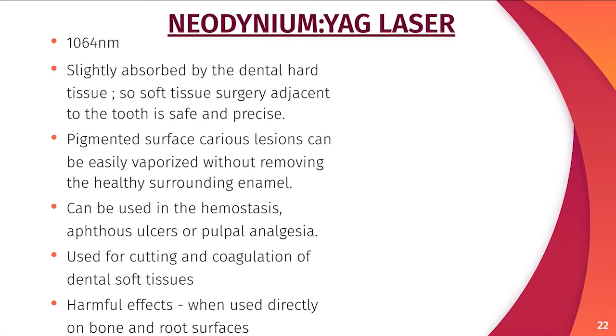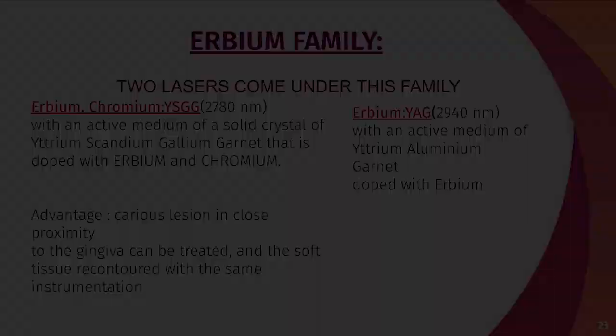Neodymium-YAG lasers. The wavelength is 1064 nanometer. It is slightly absorbed by dental hard tissue, so soft tissue surgery adjacent to the tooth is very safe and precise. And we can easily vaporize the pigmented surface carious lesion without removing the healthy surrounding enamel. It can be used in hemostasis and to produce pulpal analgesia, and also in treatment of aphthous ulcers. Neodymium-YAG laser is used for cutting and coagulation of dental soft tissue. The harmful effects are when used directly on bone and root surfaces.